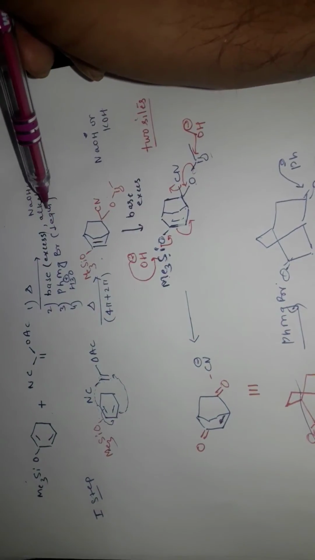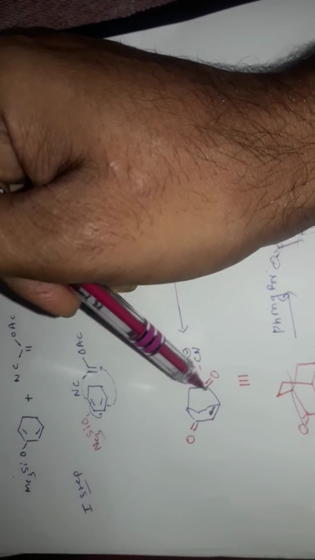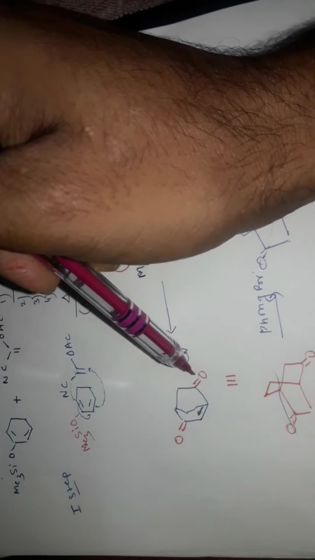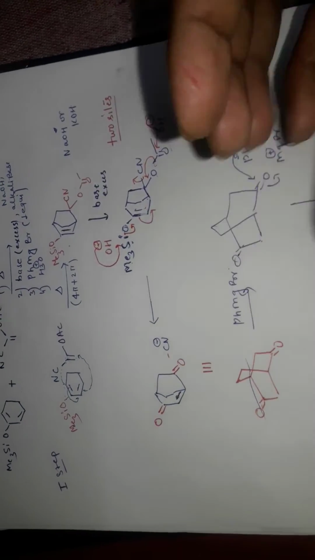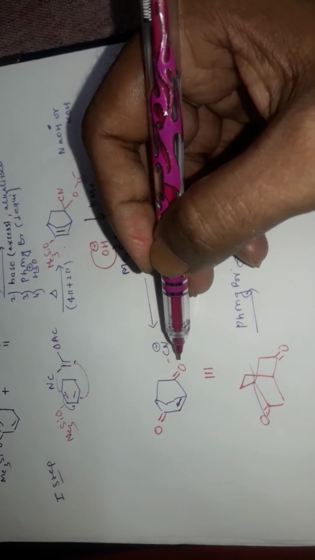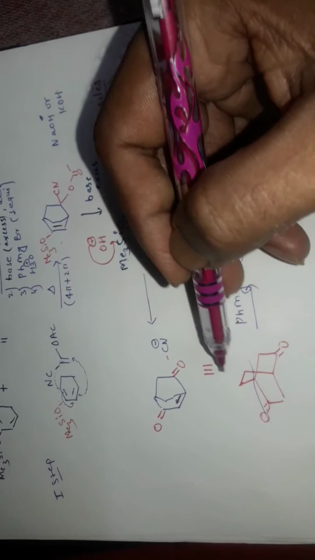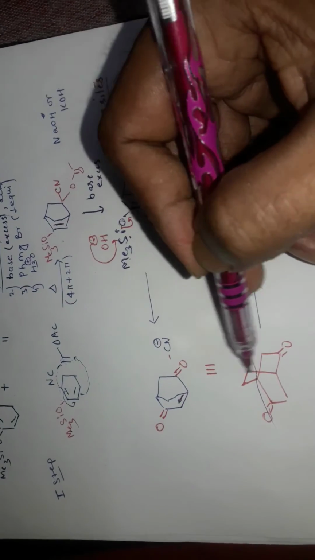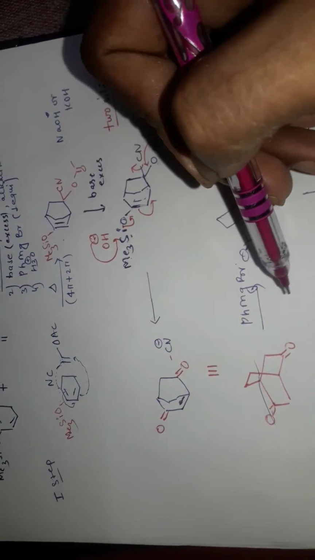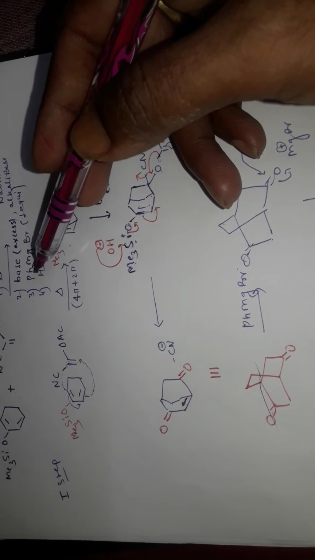So after two step reaction, this will be the new starting material. And again, if you draw this structure in a bicyclic system, it will be mentioned like that. Okay, so after that, the third step will occur.